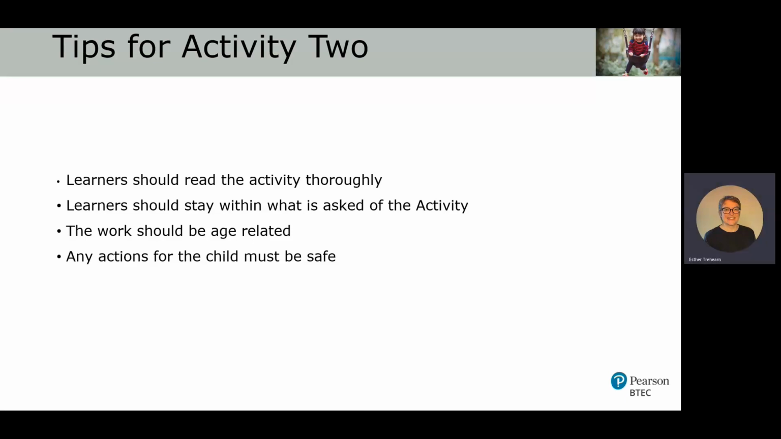The work should be age related. This is extremely important to understand and implement. The effects of activities or actions put on a child that is not suitable for their age can affect emotional development, such as encouraging a child to read or answer questions at age 18 months. Any actions for the child must be safe. Learners should also be reminded that any activities, strategies, or approaches must be safe for the child.